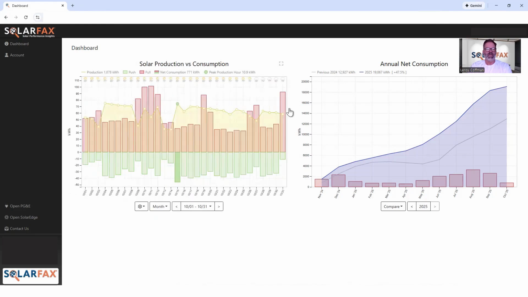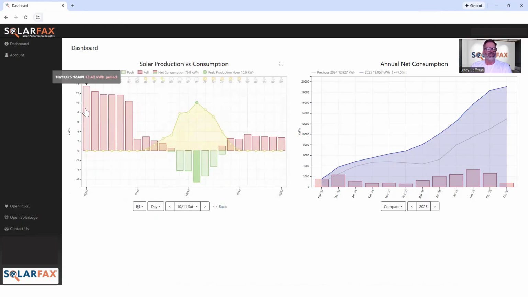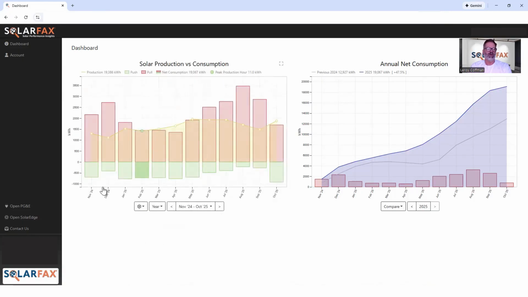And then we can look at the data by the month, and we can start to see days where we have really, really high consumption. And we can click on this and see that, okay, we were charging our electric vehicle in the middle of the night because we're pulling 11, 12 kilowatt hours consistently over the course of a couple of hours. And then we can look at a year.